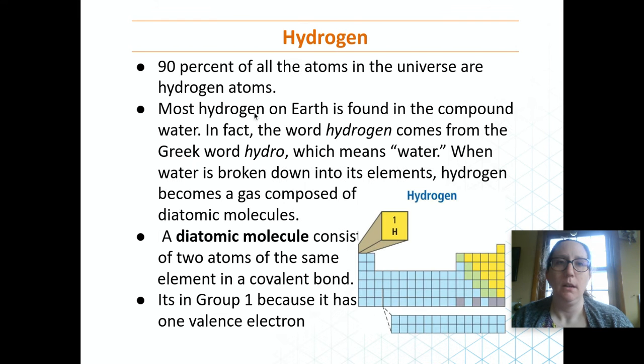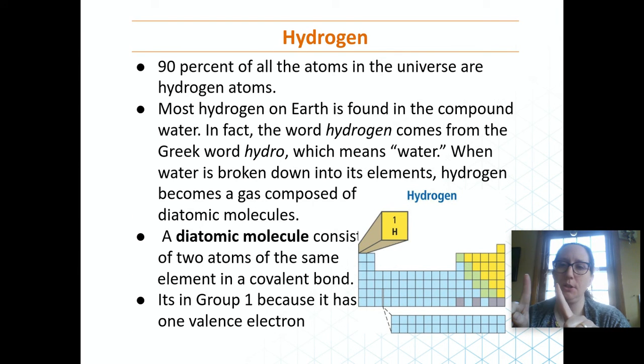Okay, hydrogen is the one weird exception, and if you remember from that worksheet we did a couple weeks ago, this was kind of one of the questions. So 90% of all the atoms in the universe that we found so far are hydrogen. It's really small, 1 proton, 1 electron, no neutrons. Okay. Most hydrogen on Earth is found in water, and hydro from water comes from hydrogen. Hydrogen is unstable by itself because it has 1 valence electron.